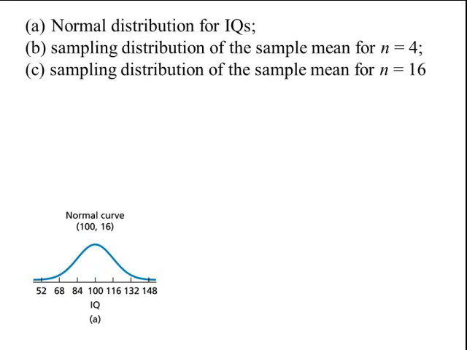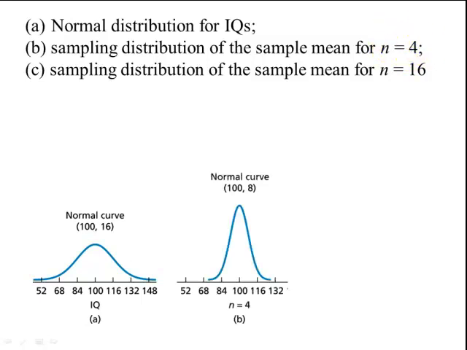This is the normal distribution for IQs. It is bell-shaped. It has a mean of 100 and a standard deviation of 16. Now let's look at the sampling distribution of the sample means, in this case, where our sample size is 4. We have a new shape. It's still bell-shaped. Its mean is still 100, but notice that the standard deviation has decreased. It went from 16 to 8.